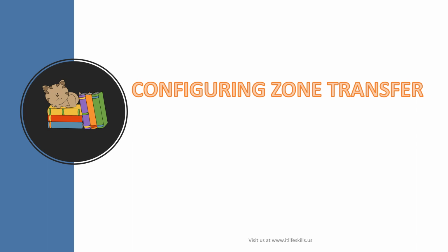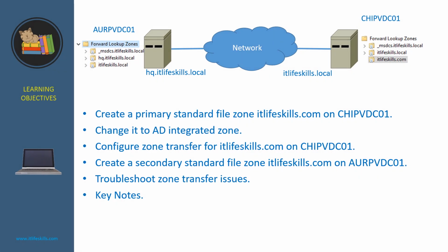In this lesson, we will learn about configuring zone transfer. First of all, we will create a primary standard file zone active-liveskills.com on GPVDC01, then change this to Active Directory Integrated Zone. After that, we will configure zone transfer for active-liveskills.com on GPVDC01. Next, we will create a secondary standard file zone active-liveskills.com on RPVDC01. Then we will troubleshoot any related issue for zone transfer. Finally, we will sum up the lesson with the keynotes.